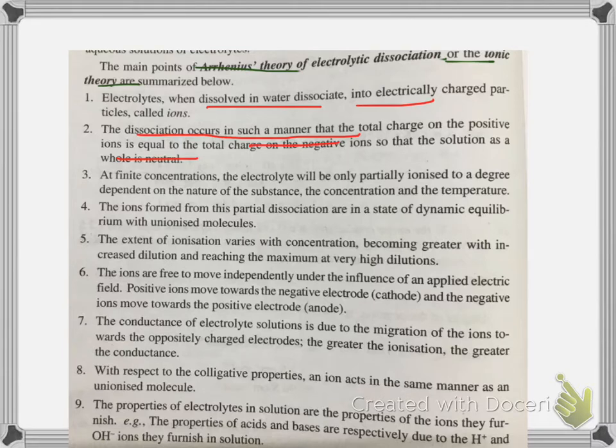Third one, at finite concentration. That means any concentration before reaching infinite concentration. At finite concentration, the electrolyte will be only partially ionized, to a degree dependent on many factors which include the nature of the substance, concentration and temperature.